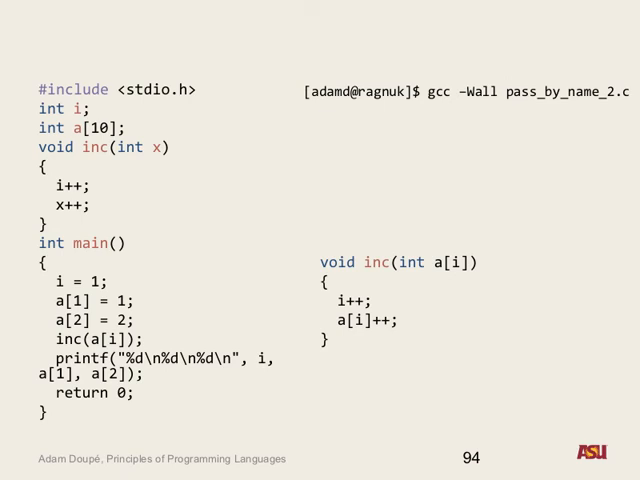So if we could compile this, we would run it, and it would output what? What's I going to be? 2. Definitely going to be 2. What's A1 going to be? 1. And what's A2 going to be? 3. Yes. So this is just literally an inline function. Is there anything different about it under the hood?